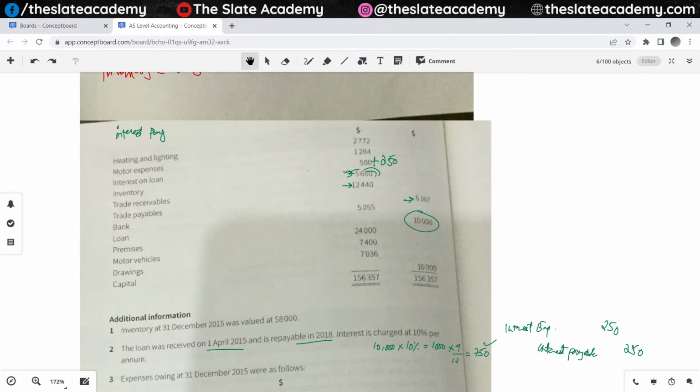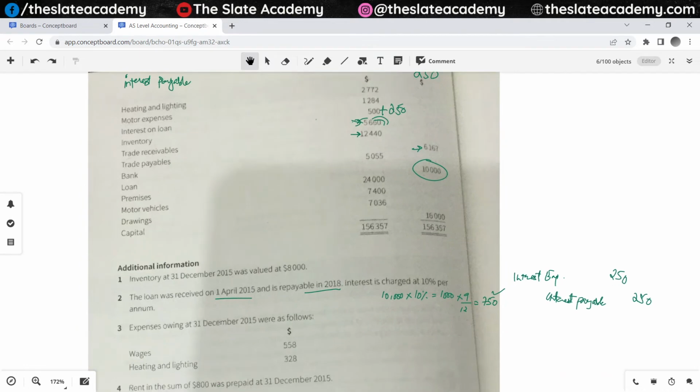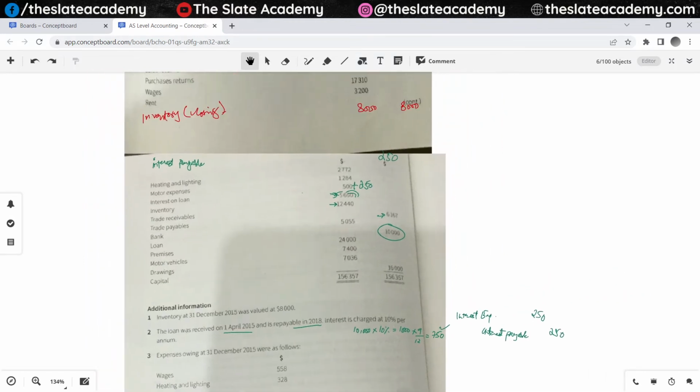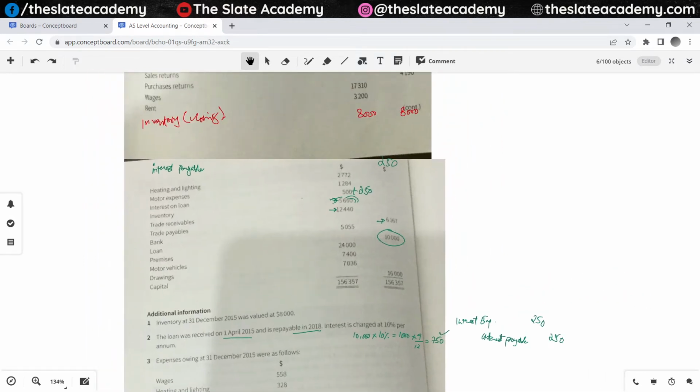Interest payable, this would also be 250. I'd see if there are other payables as well. I can club them all together in the form of other payables, but let's just see. Acha, did you understand the treatment of interest payable and interest expense, this whole treatment for information number 2?